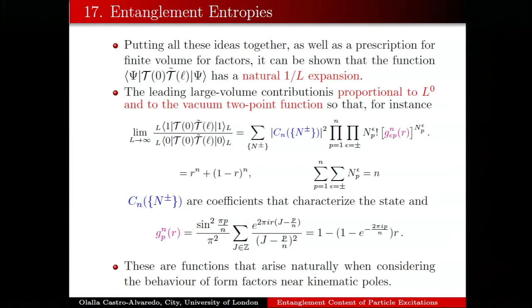They emerge naturally by looking at the behavior of the matrix elements of these fields near kinematic poles, near their singularities. It turns out that they behave like this, and it's by multiplying many of these functions together that you eventually get the correct R dependence of the whole calculation.